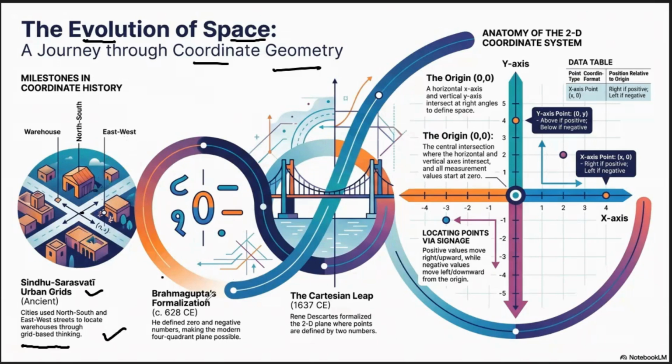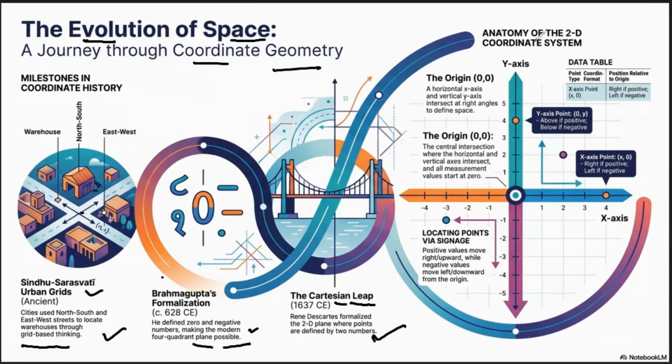Then Brahmagupta came with formalization. He defined zero and negative numbers. So zero and negative numbers were used later for making the modern four-quadrant plane possible. Right. Then next, René Descartes invented the Cartesian plane. René Descartes formalized the 2D plane where points are defined by two numbers. Right.